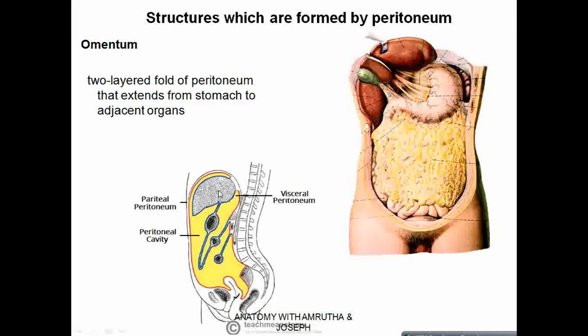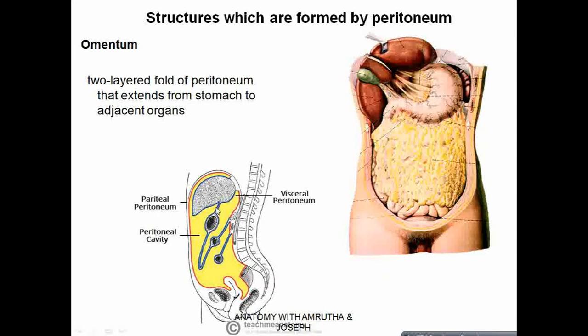Now let's start from here. The parietal peritoneum covering the inferior surface of the diaphragm is reflected onto the liver. Now from the liver, it reaches the inferior surface. From there it is reflected onto the stomach.